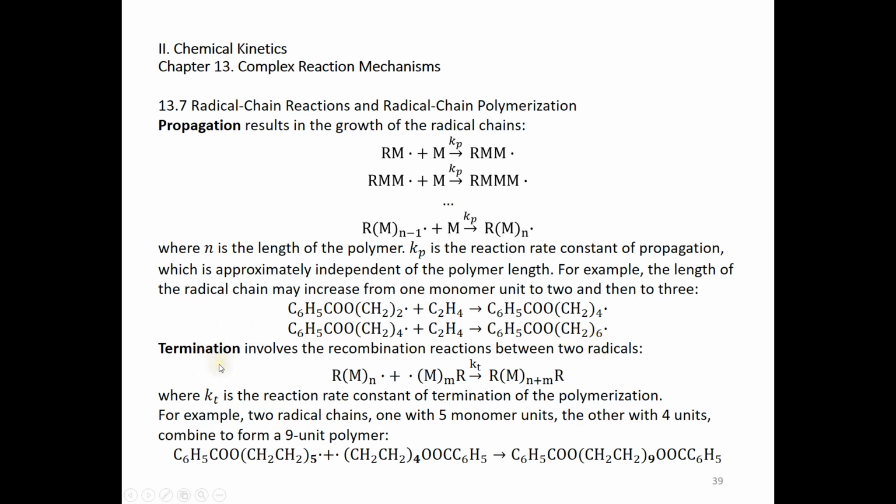Termination involves the recombination between two radicals. For example, if we have two polymer radical chains with unit lengths of N and M, these two radicals, these two unpaired electrons, may form a single bond in between. Now we have a polymer with a unit length of N plus M. The rate constant is denoted by K sub T. T stands for termination. Here's the example for termination. If you have a radical chain with 5 monomer units reacting with another radical chain with 4 monomer units, you can get a polymer with a total of 9 monomer units in the middle.